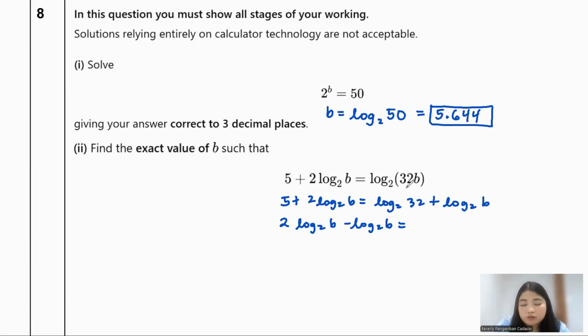You know that you can just put it in calculator, but basically you know what will be the exponent of 2 that when I execute, it will be 32. 2 raised to 5 will be 32. So you can just simply put 5 here. And then this other 5 here, I will put it on the other side. It will be just minus 5. And it will just be 0. So let me just rewrite that. 2 log 2 b minus log 2 b is equal to 0.